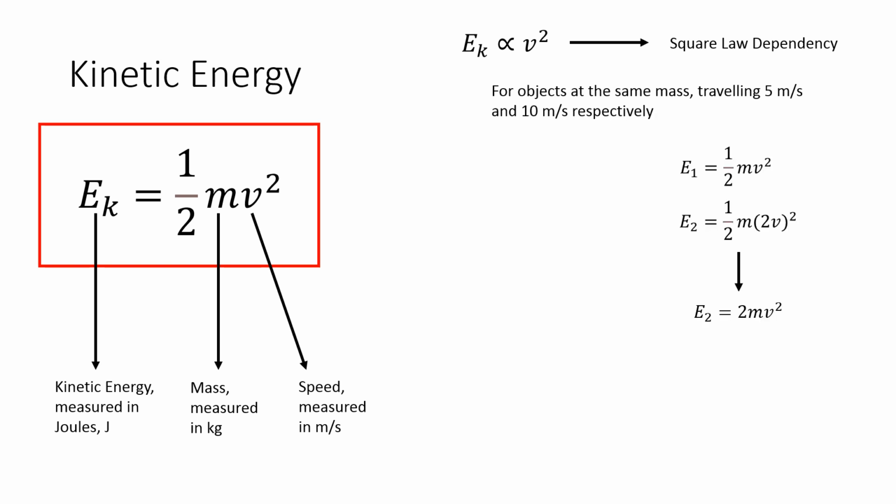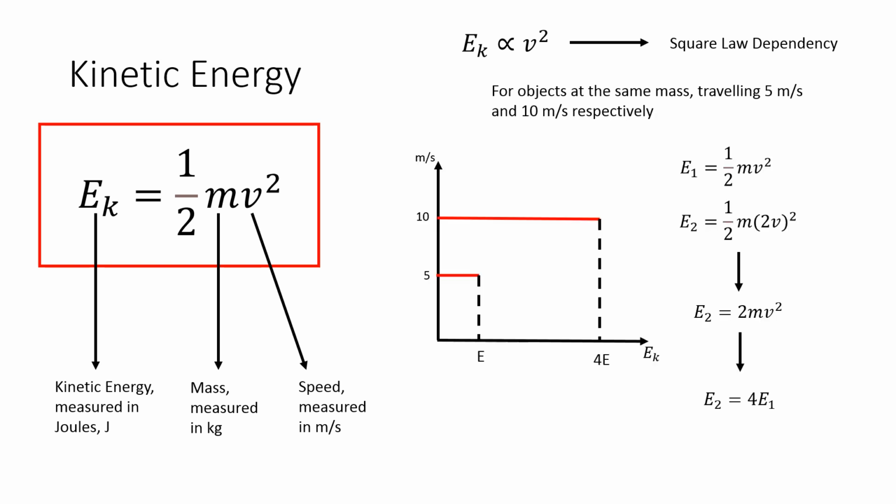So we're going to use the example of objects travelling at different speeds, but they are the same mass. In this case, we'll have an object travelling at 5 meters per second and an object travelling at 10 meters per second. So E1 is going to be the energy for the object travelling at 5 meters per second, and obviously this is all algebraic, but we're going to show the effect here. So that's just simply half mv squared.